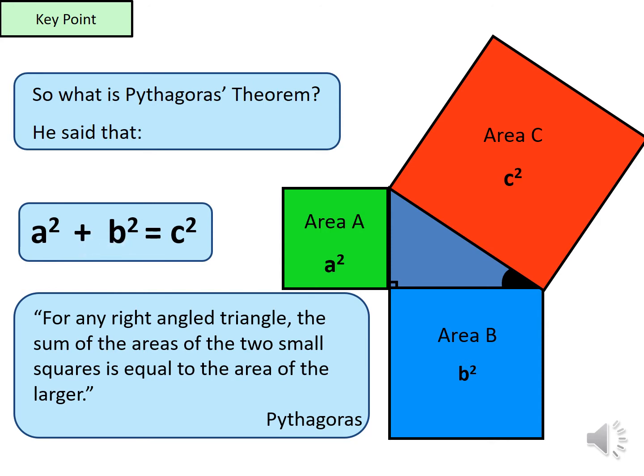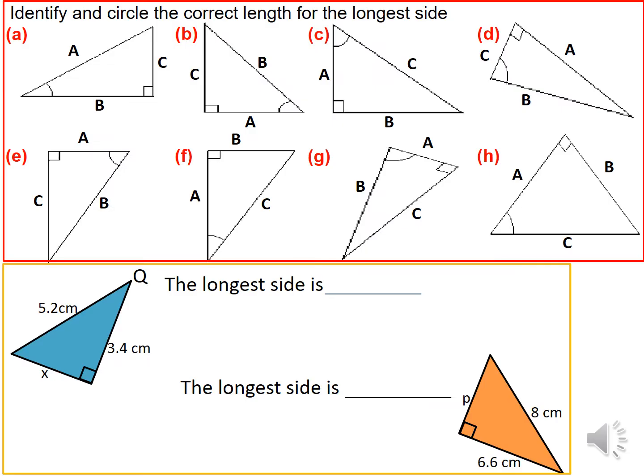Now, another thing that we need to note down is how to find the longest length. How we do that is we find out where the right angle is, and then we identify that, and opposite it is the hypotenuse, or its longest side. Alright, thank you. What I would like you to do now is identify and circle the correct length for the longest side. We need to find the hypotenuse, so we need to remember it's opposite the right angle.